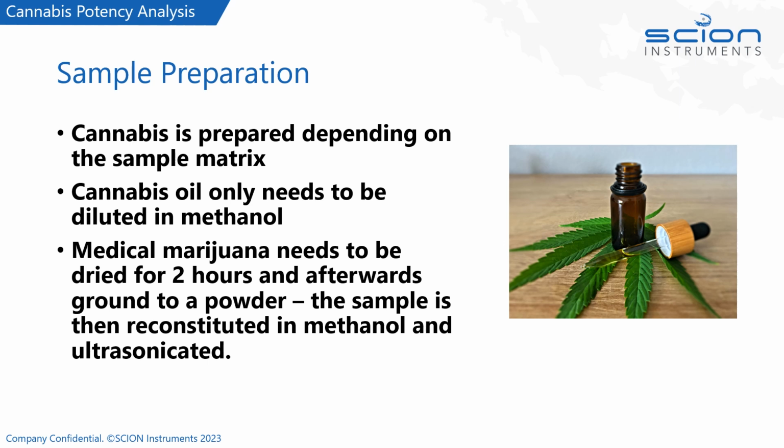So the sample prep for cannabis oil is very simple. It just needs to be diluted in methanol. However, for medicinal cannabis, the sample preparation is more complex. The sample needs to be dried for 2 hours before being ground to a powder. Now, this is a really crucial step, as we need to ensure that we provide a homogeneous sample for repeatable analysis. The sample is then blown down with nitrogen and then reconstituted in methanol. The full information on the sample prep can be found in each individual application note.